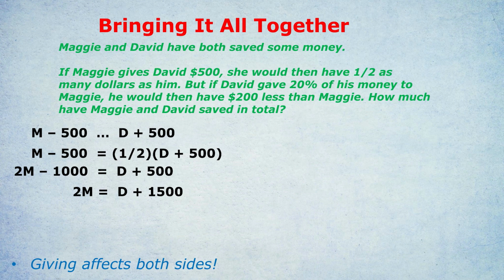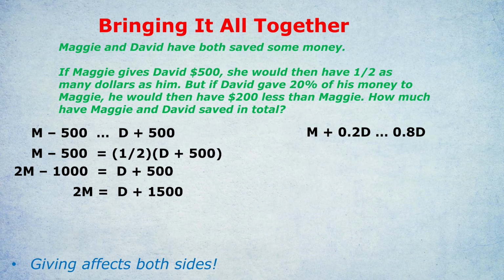Okay, let's do it. If David gave 20% of his money to Maggie, he loses 20% of his money, but she gains 20% of his money. Let's deal with the equation later and the whole 200 less than later. Let's just focus on how much David has. David has lost 20%, so he's down to 80%. So he only has 0.8d. She, on the other hand, isn't just m anymore, she's m plus 0.2d. So he has 0.8d on the right, and she has m plus the 0.2d that he gave to her.